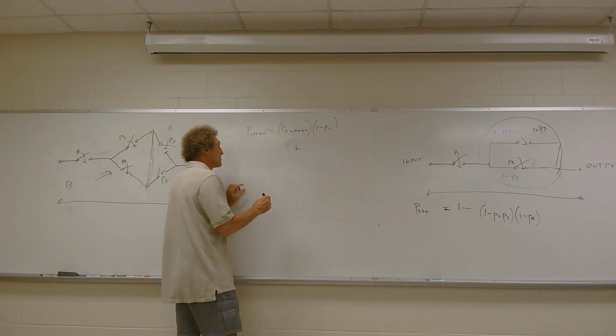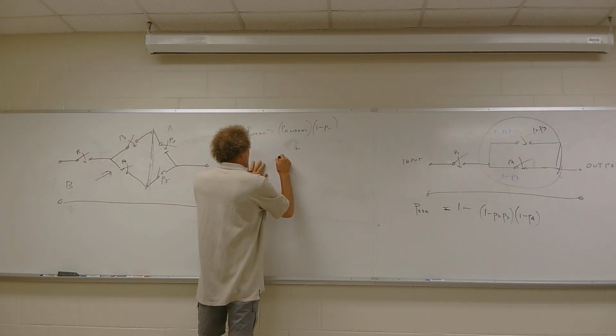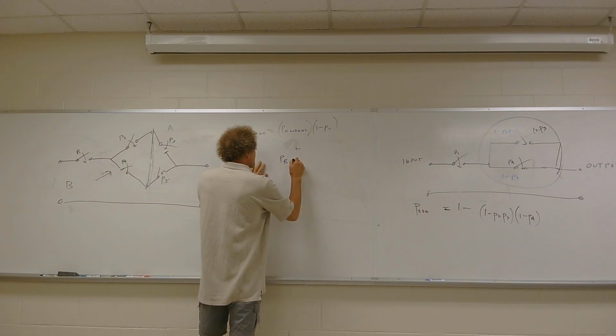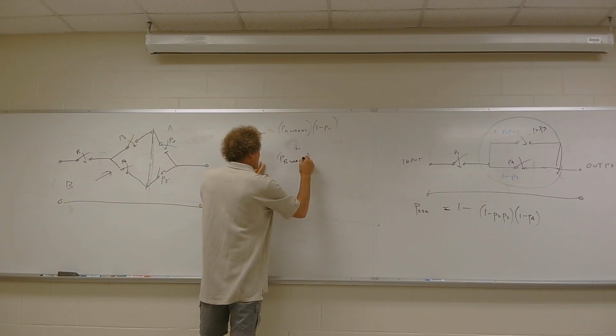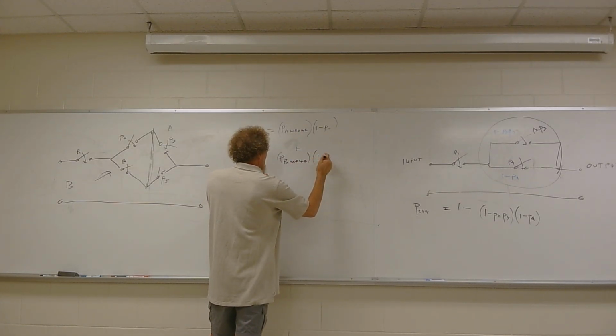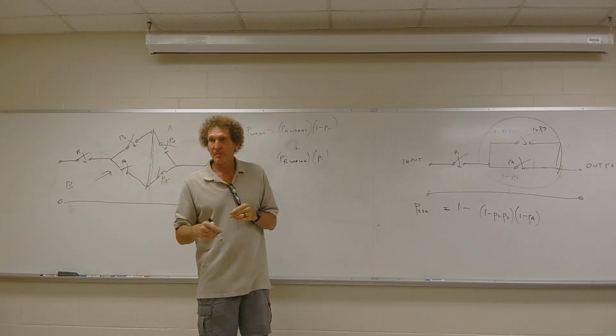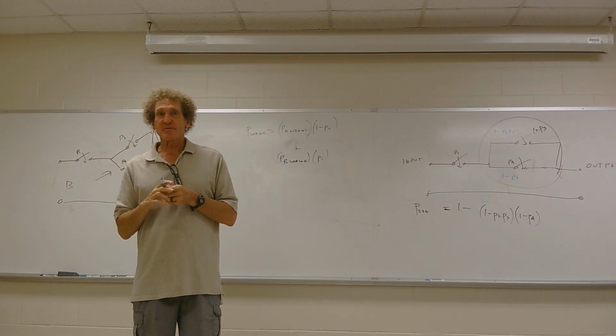So you would have to add to it the probability of B working, and it would be times 1 or times P6. That's the probability of a short being there. You follow the logic on this one?